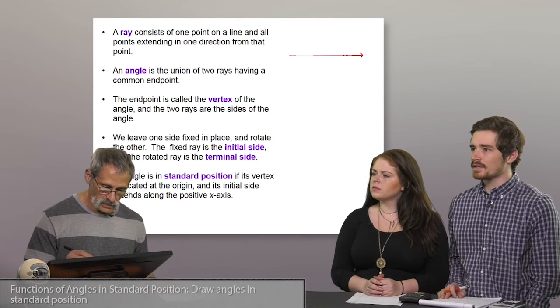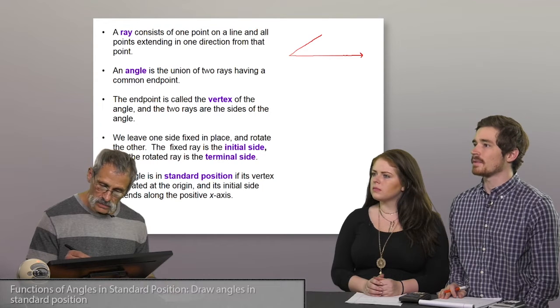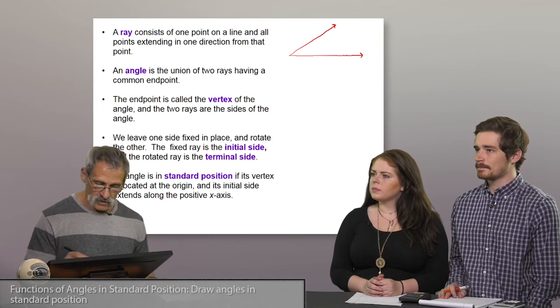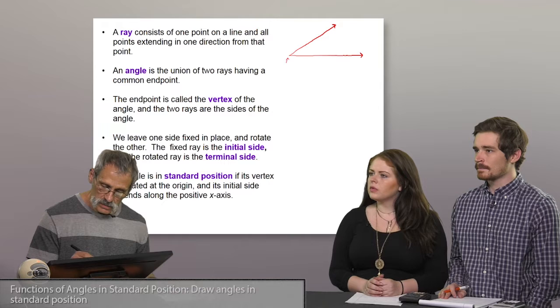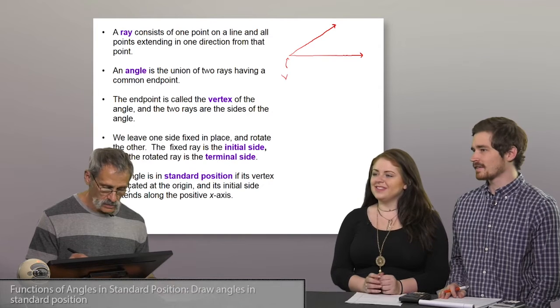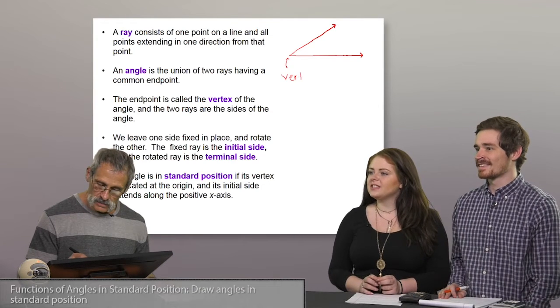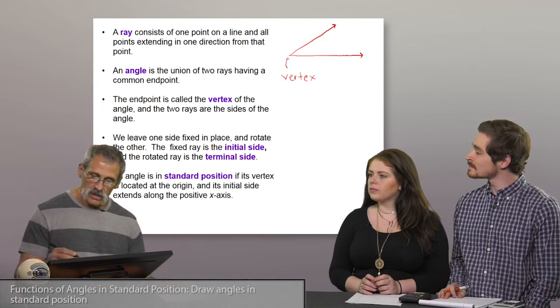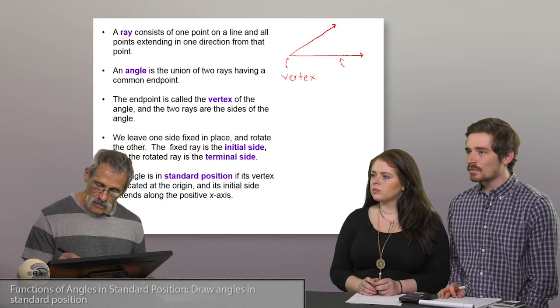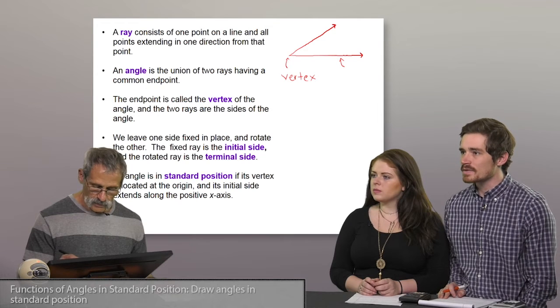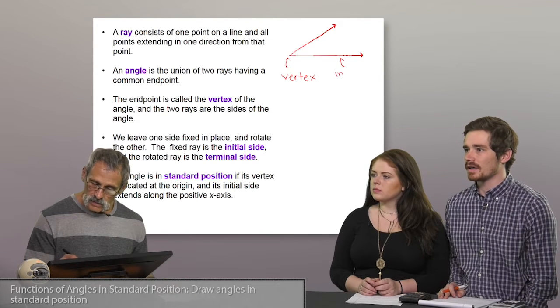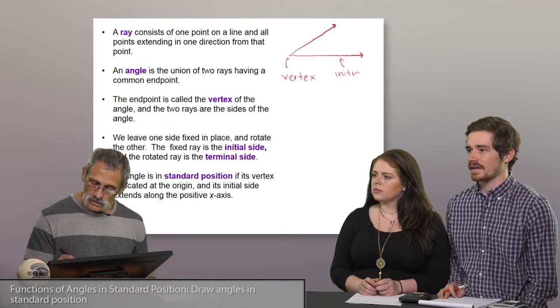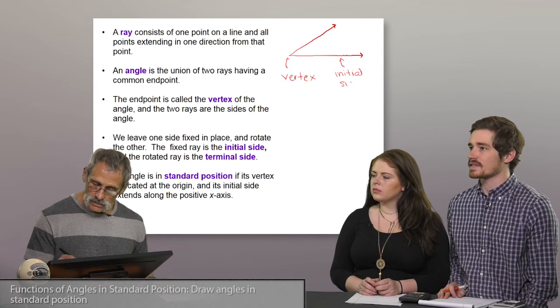An angle is the union of two rays having a common endpoint. What's that endpoint called? The endpoint is called the vertex of the angle, and the two rays are the sides of the angle. We leave one side fixed in place and rotate the other. The fixed ray is the initial side, and the rotated ray is the terminal side.